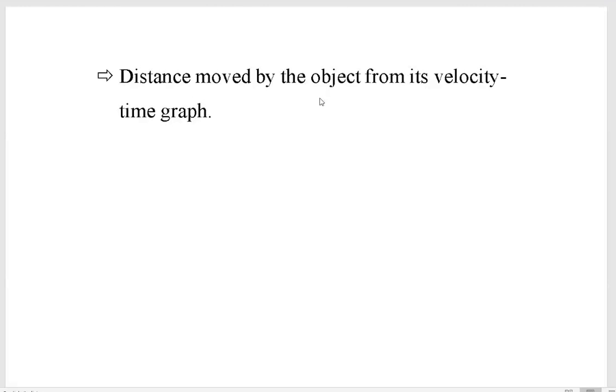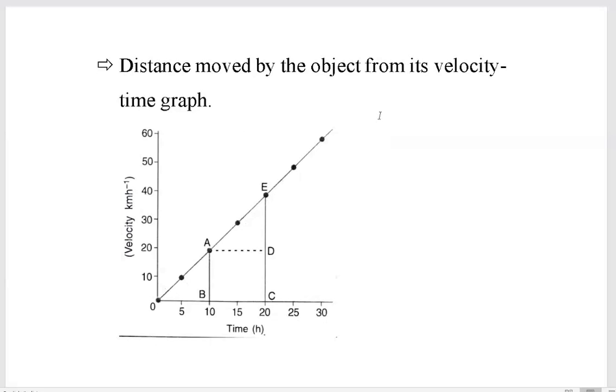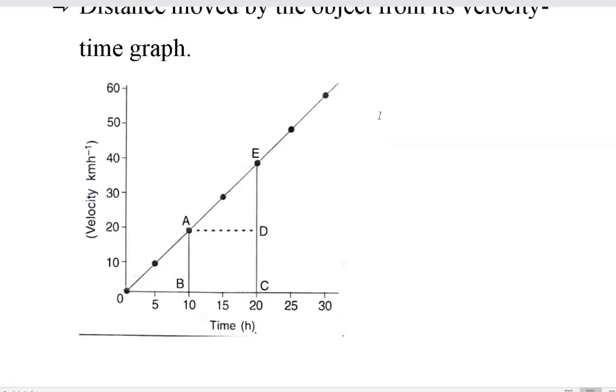We can determine the distance moved by the object from its velocity time graph. Let's see how. Consider the velocity time graph given here. It represents the motion of an object under uniform acceleration. See this. The object is moving with uniform acceleration.